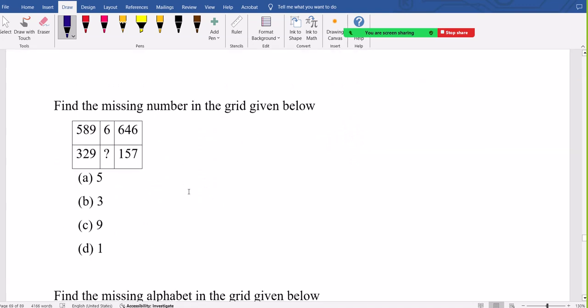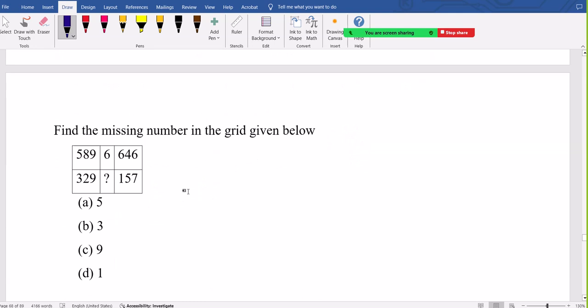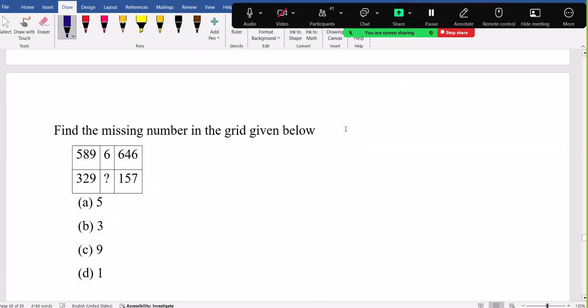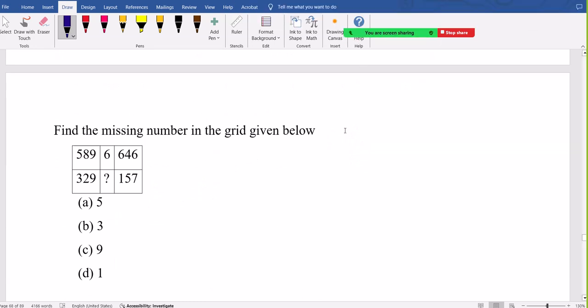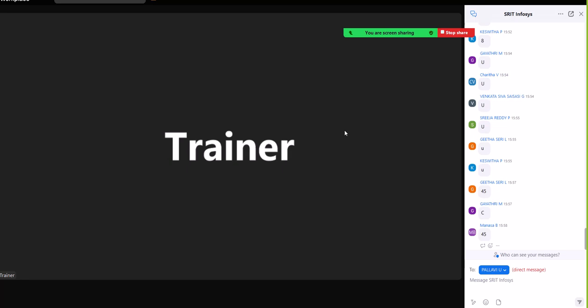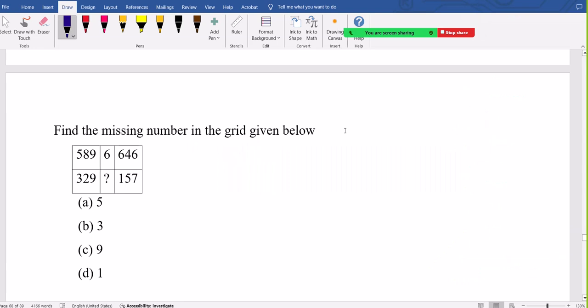Now this one, when only one row is given and only the other row, that too 3 numbers, I think you people can sense this. Gayatri, Manasa, Geeta Sri, very good. Keshwita, Charita, superb. Gayatri, very good.